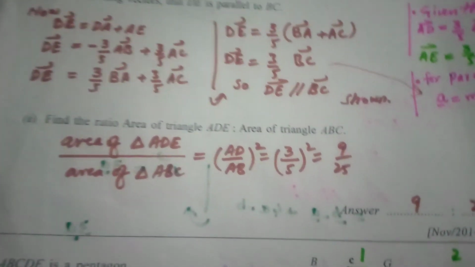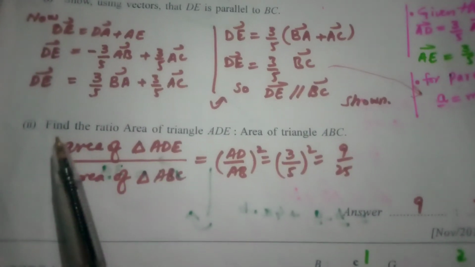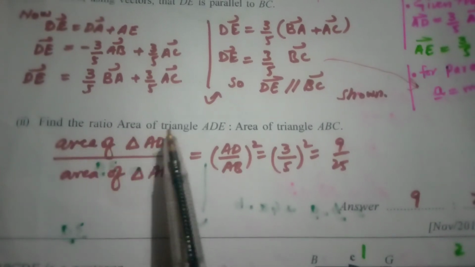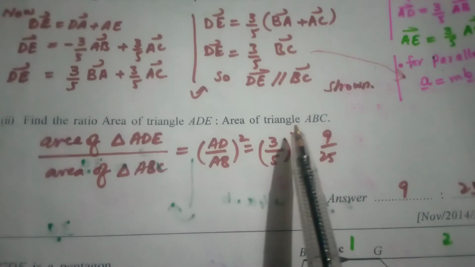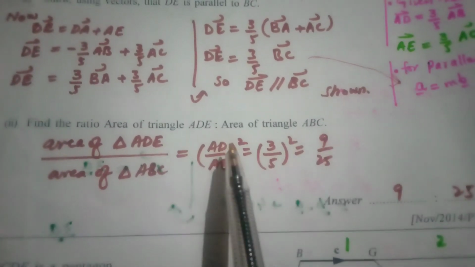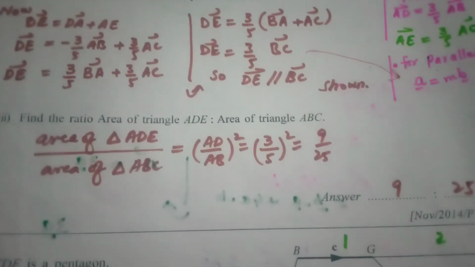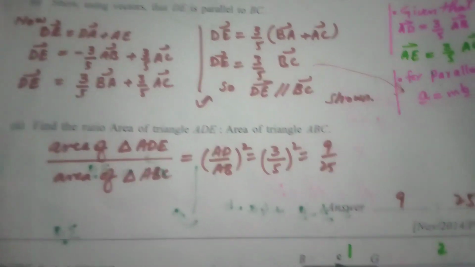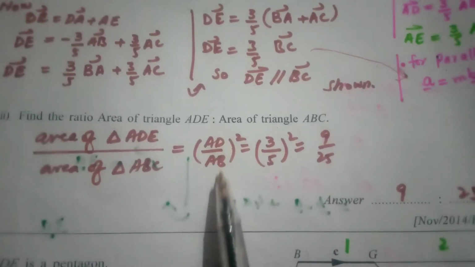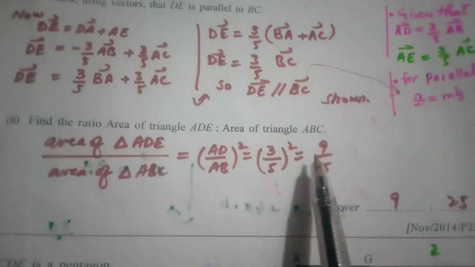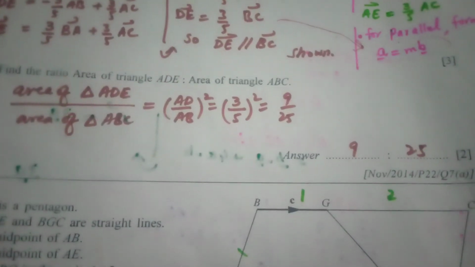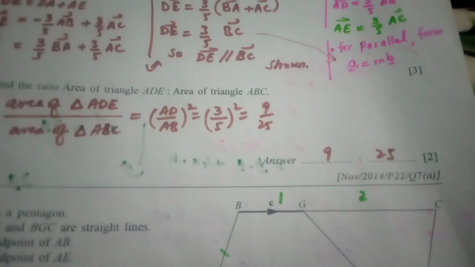The same concept we have already used here, to find the ratio of the area of triangle ADE and the area of triangle ABC. The formula is L1 over L2 whole square. So use here the length AD upon AB. The answer will be 3 by 5 square, that will give you 9 upon 25.